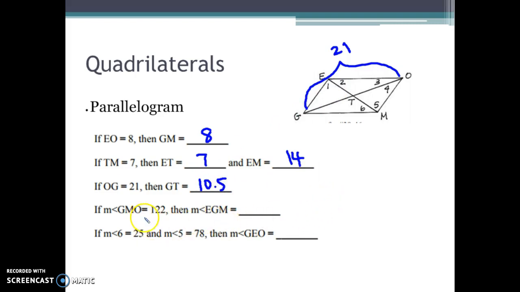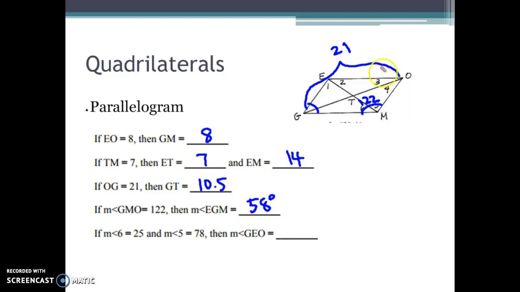Alright, and then if the measure of angle GMO, so if this whole angle down here is 122, I want to know what angle EGM is. So EGM is this angle over here, and these are back to back, so they're consecutive. And consecutive angles in a parallelogram are supplementary, so 180 minus 122 is 58.